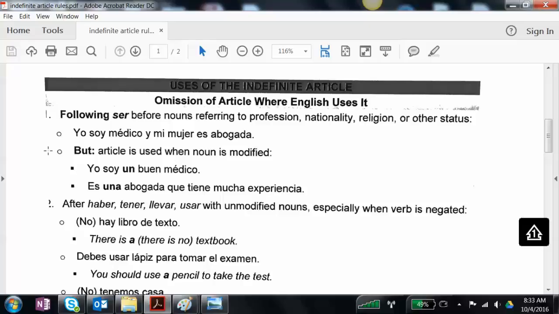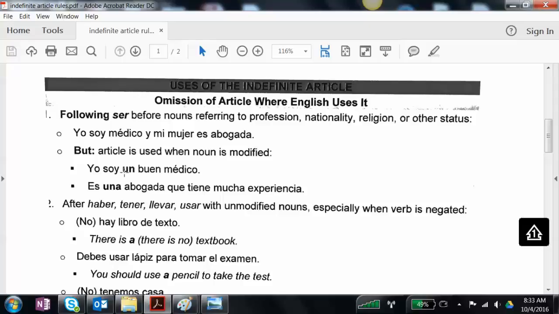Okay, so when you're talking about your profession, nationality, religion, or any other status, you leave it out unless it's being modified. So when I want to say, yo soy médico, mi mujer es abogada. If you're saying I'm a doctor and my wife is a lawyer, you do not use the article. You only use the indefinite article when you modify the noun by saying, for example, I am a good doctor. By having an adjective, then I put the indefinite article in.